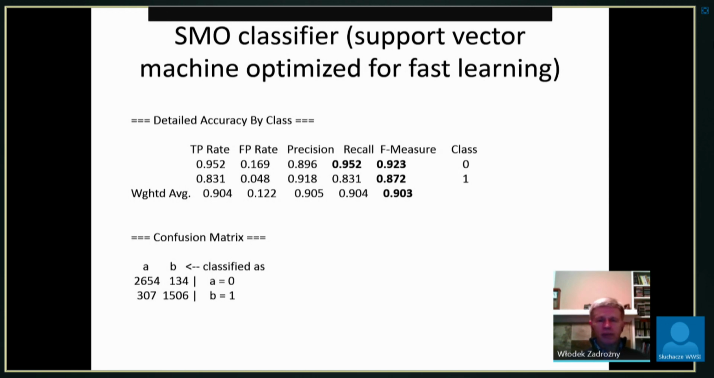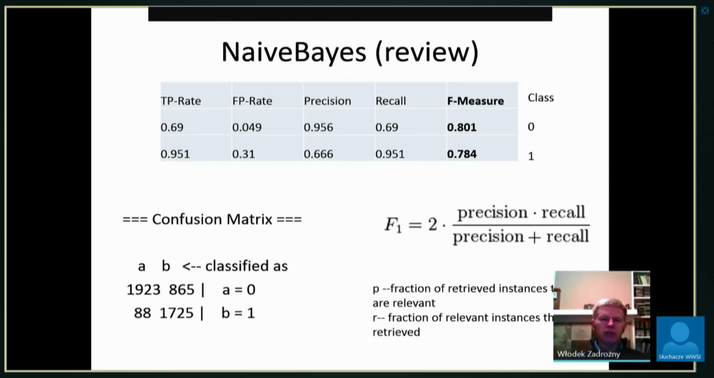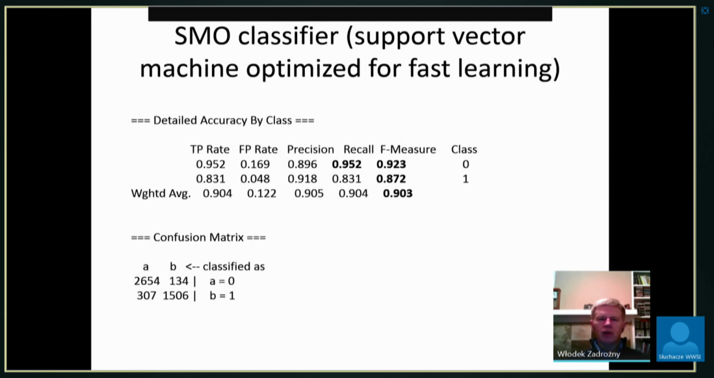We can see here that the F measure for this classifier is 0.9, so it's almost 10% bigger than the F measure for the naive Bayes classification. So here we got a better classifier. This was the naive Bayes classifier, where the F measure was 0.79, almost 0.8, and here it's over 0.9, so it's over a 10% difference.